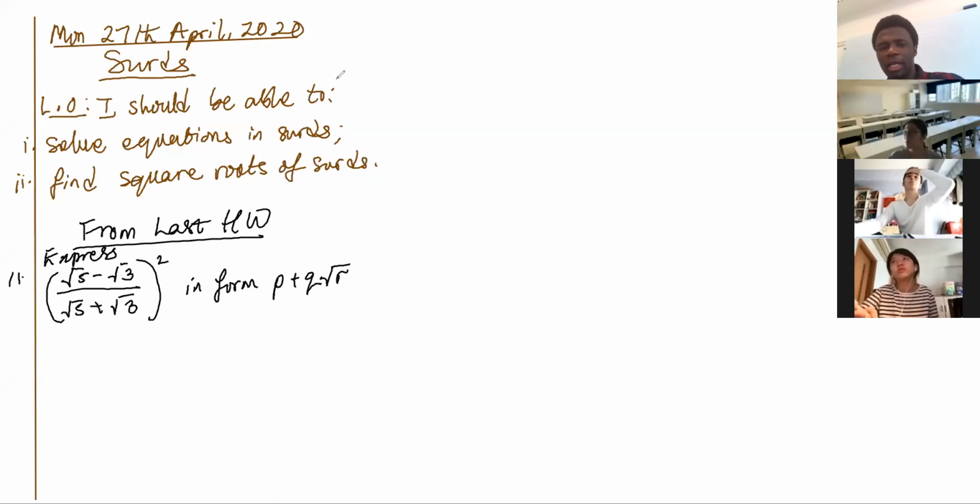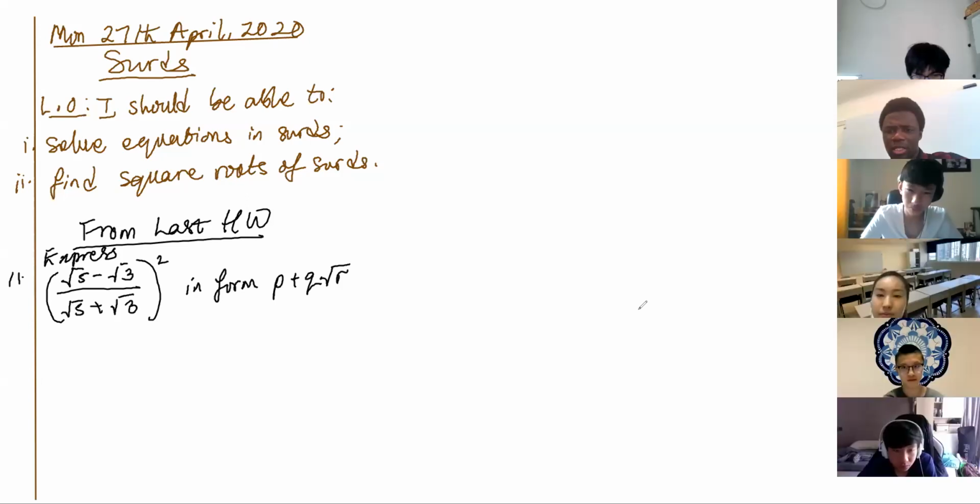But if the question says, given that this is equal to p plus q root r, find p, q, and r, that's when I need the value of p, the value of q, the value of r. Does that make sense, everybody? Do you understand my point? The question only says express. It never said find p, q, and r. If the question says find p, q and r, you must find them, like most of you did. If it only says express it, stop there.